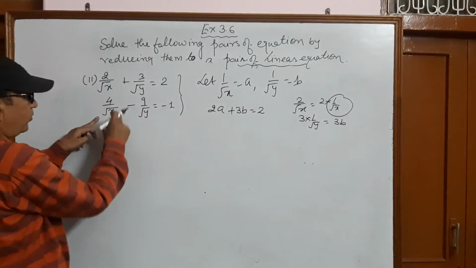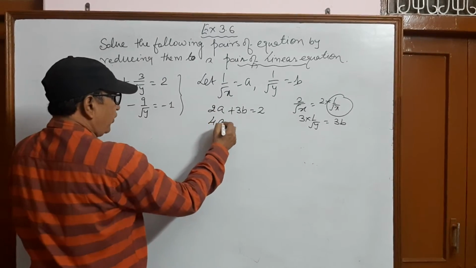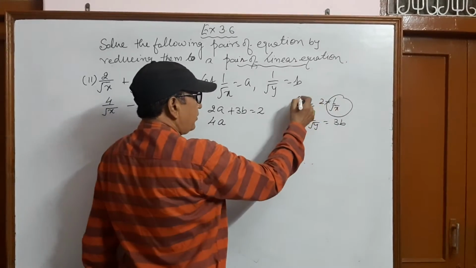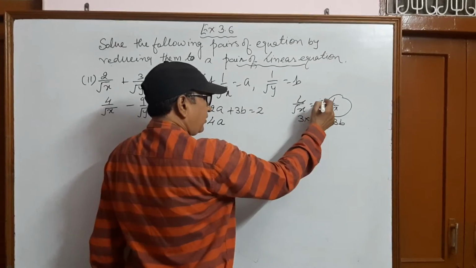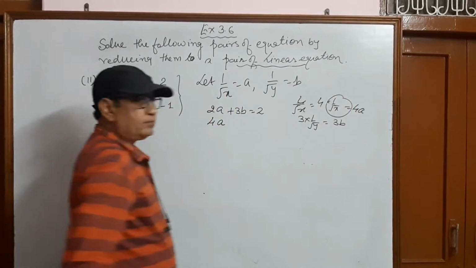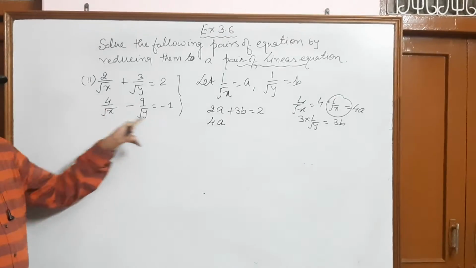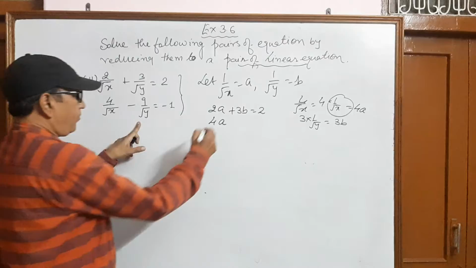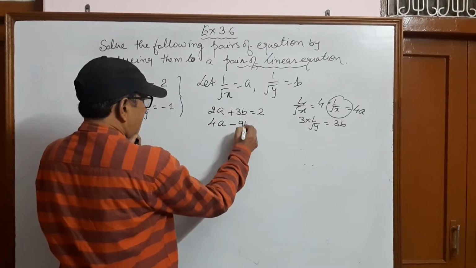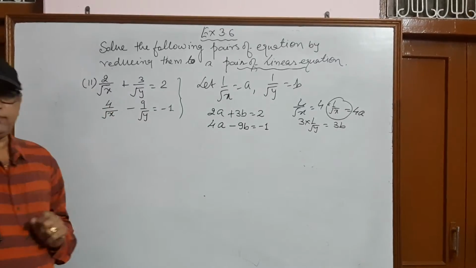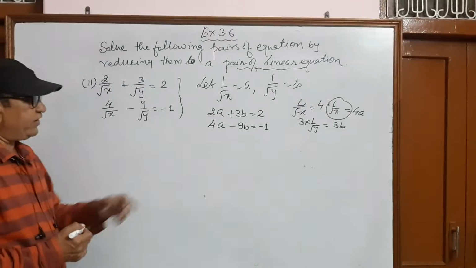Same thing here, 4 by root x. So this becomes 4a. Now this is 4. That's why it becomes 4a minus 9b equal to minus 3.